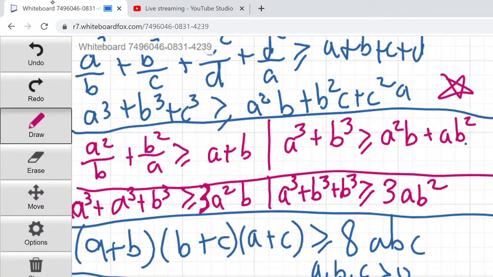So how would you do that? You can first prove that a cubed plus b cubed plus c cubed is greater than or equal to a squared b using the same method. Let me just write that somewhere. Well, you can just ignore the c.